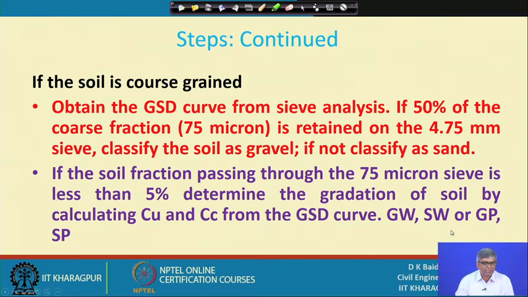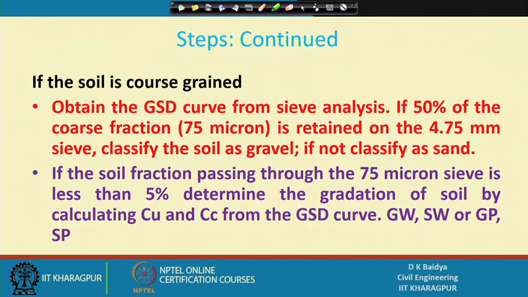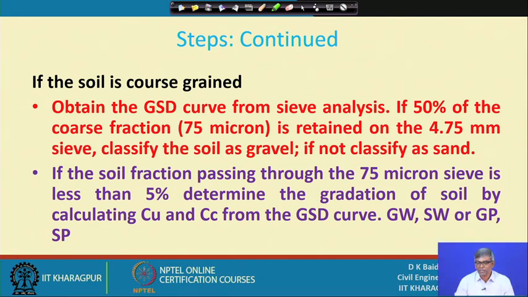Next step: if the soil is coarse grain, suppose it is more than 50% retained on 75 micron, then you have decided it is coarse grain. If it is coarse grain, immediately what is our next action? The next action will be to obtain the GSD, meaning the grain size distribution curve, from sieve analysis. If 50% of the coarse fraction is again retained on the 4.75 millimeter sieve, classify the soil as gravel.